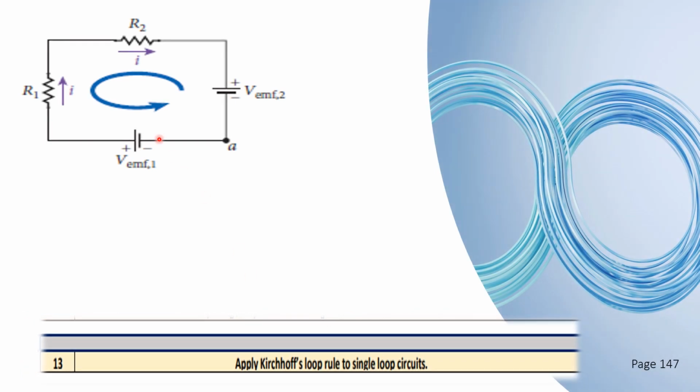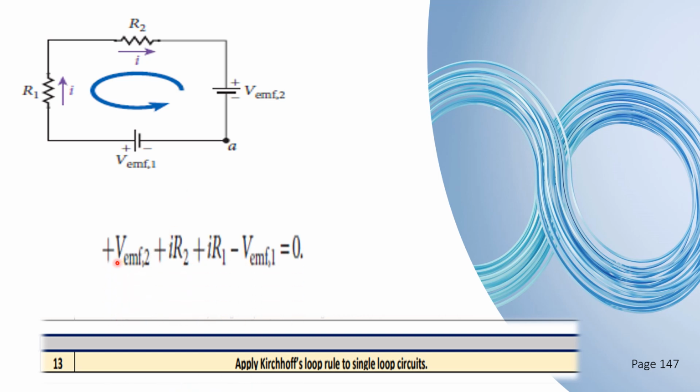Let's apply this. Let's do an application on that. So this is a picture of a circuit. Then I choose this direction of the loop. It's going that way. It's counterclockwise. So we need to apply Kirchhoff's rule to a single loop circuit. So that's the case. What do you think the equation is?